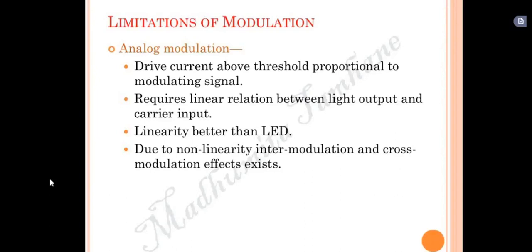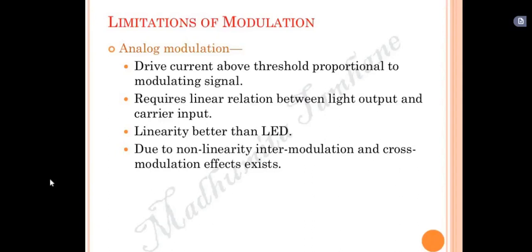The second point is it requires a linear relationship between light output and carrier input. If you see the light output and the carrier input, both always need to be linear in form. If the graph obtained is in a linear form, only then can we get this relation. But this is actually a limitation, right?